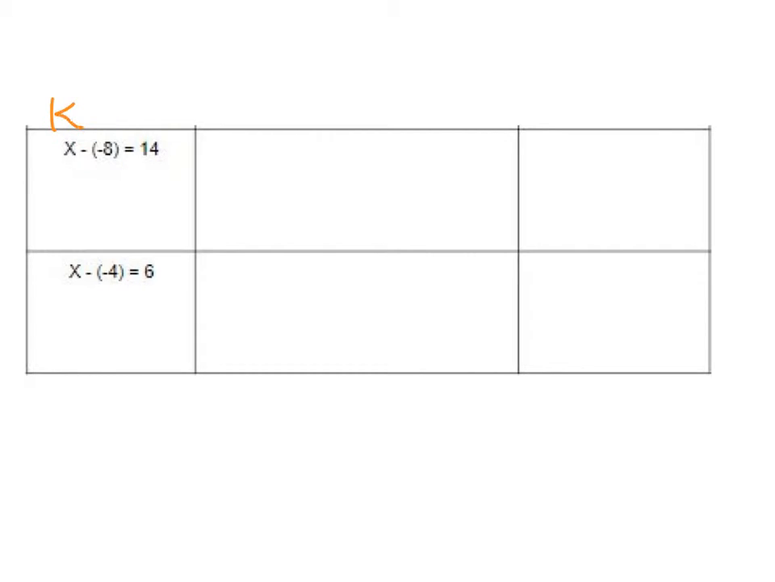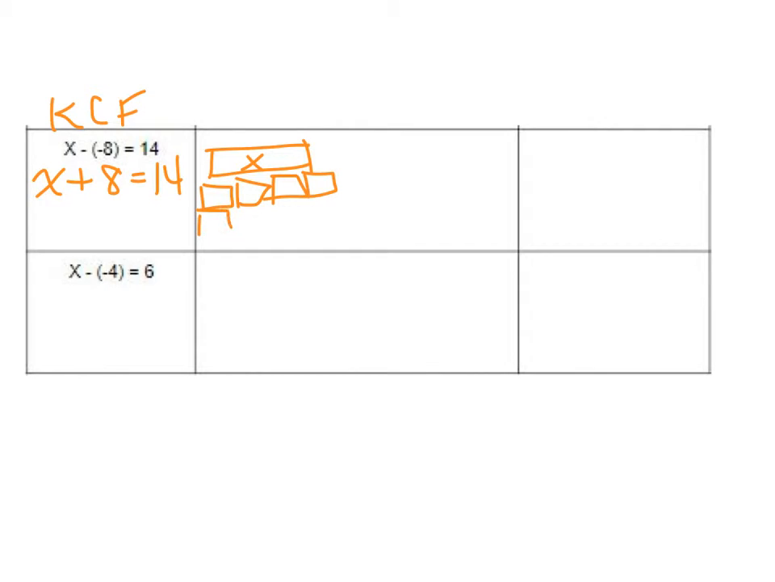Well, this is the case where you do keep, change, flip. So you keep the first number, you change the minus to a plus, you change the negative to a positive, and then you leave the other side alone. So now what we're going to do, we're going to go ahead and draw it. So I have x and positive 8. And on the other side, you have 14.